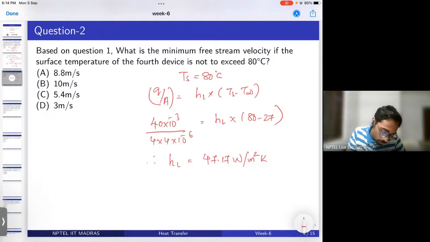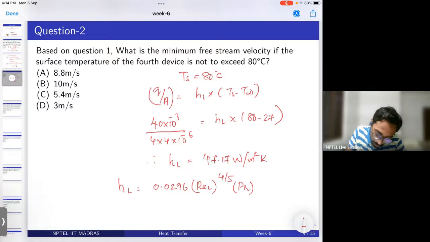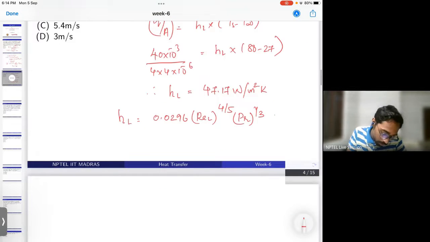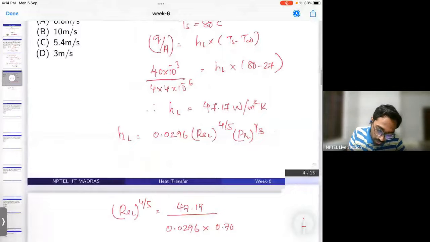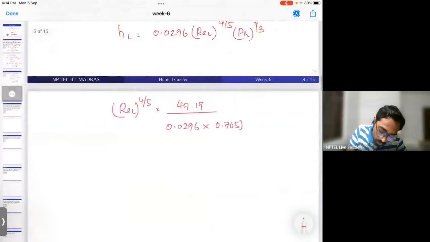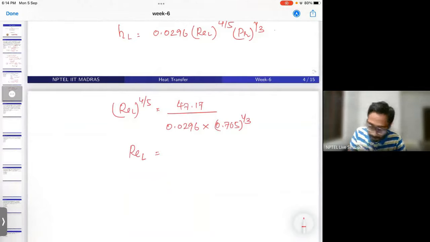Okay. So we know the turbulent heat transfer coefficient expression: it is 0.0296 Reynolds number at L raised to 4 by 5 into Prandtl number raised to 1 by 3. So if we substitute, Reynolds number raised to 4 by 5 is equal to 47.17 divided by 0.0296 into 0.705 raised to 1 by 3. So the Reynolds number will come out to be around 7654.8.